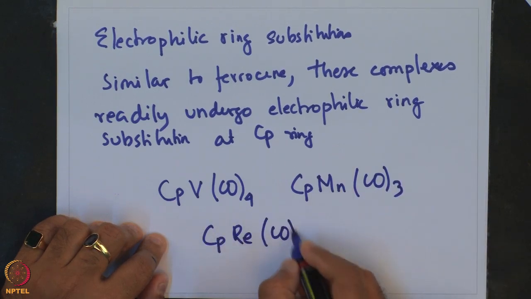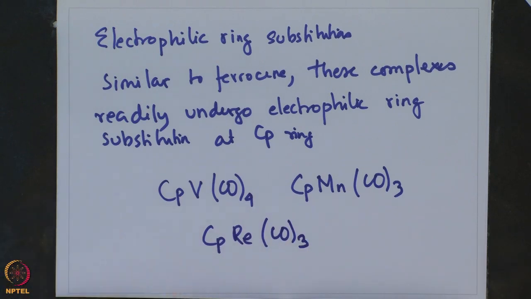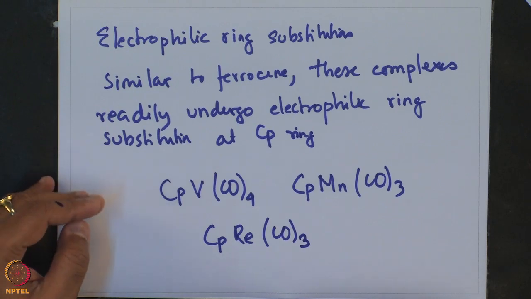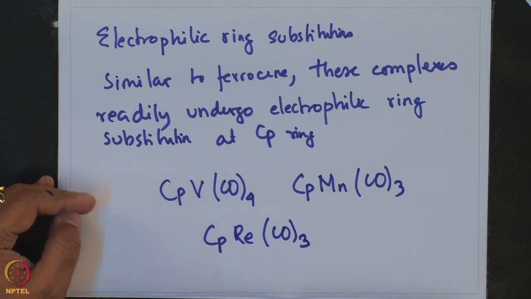CpRe(CO)3. So, this parallels the reactivity seen in ferrocenyl complexes, where electrophilic substitution was facile at the cyclopentadienyl ring, and even in half sandwich cyclopentadienyl metal carbonyl complexes we see the same trend happening, that electrophilic substitution at the cyclopentadienyl ring is also facile.